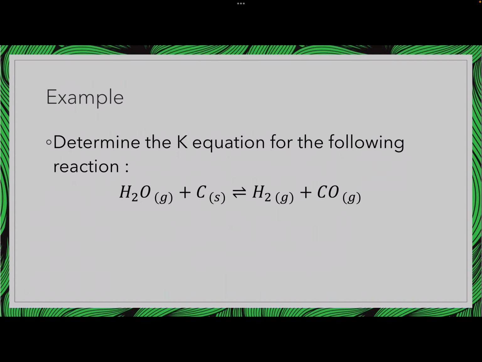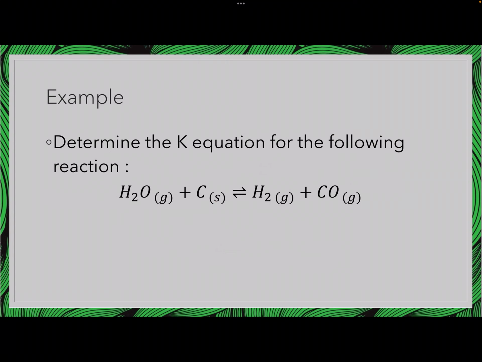So here's another one. Determine the K equation for the following reaction. We've got H2O gas plus solid carbon gives us H2 gas plus CO gas. For our K equation, products over reactants, so we're going to get the concentration of carbon monoxide times the concentration of hydrogen over the concentration of water.